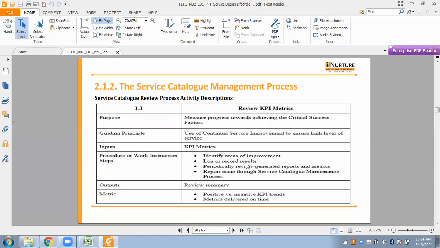So what is done in this process? It identifies the areas of improvement, logs or records results, periodically reviews generated reports and metrics, and reports issues through the service catalog maintenance process. The output is the review summary and metrics, positive or negative trends, and metrics delivered on time.